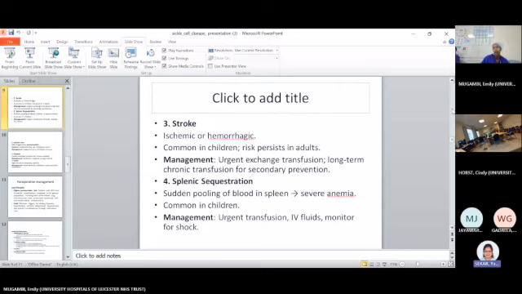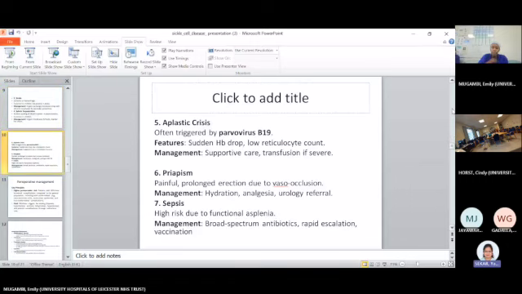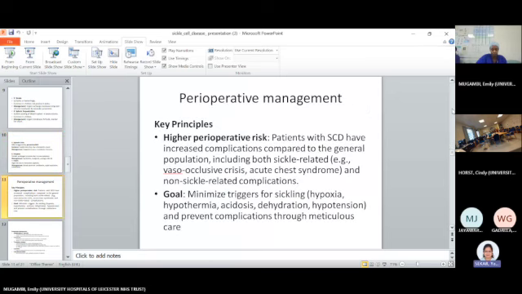Splenic sequestration, which is quite common in children, who will come in with hypovolemic shock and severe anemia, is a result of pooling of blood in the spleen. These patients would need transfusion as well. Then there's aplastic crisis that comes from parvovirus B19, and supportive care is the treatment, and transfusion as required. Priapism, which is also a vaso-occlusive event, these patients don't need transfusion. They sometimes need urology referral for stents or drainage. Other complications are infections, which are also quite common.